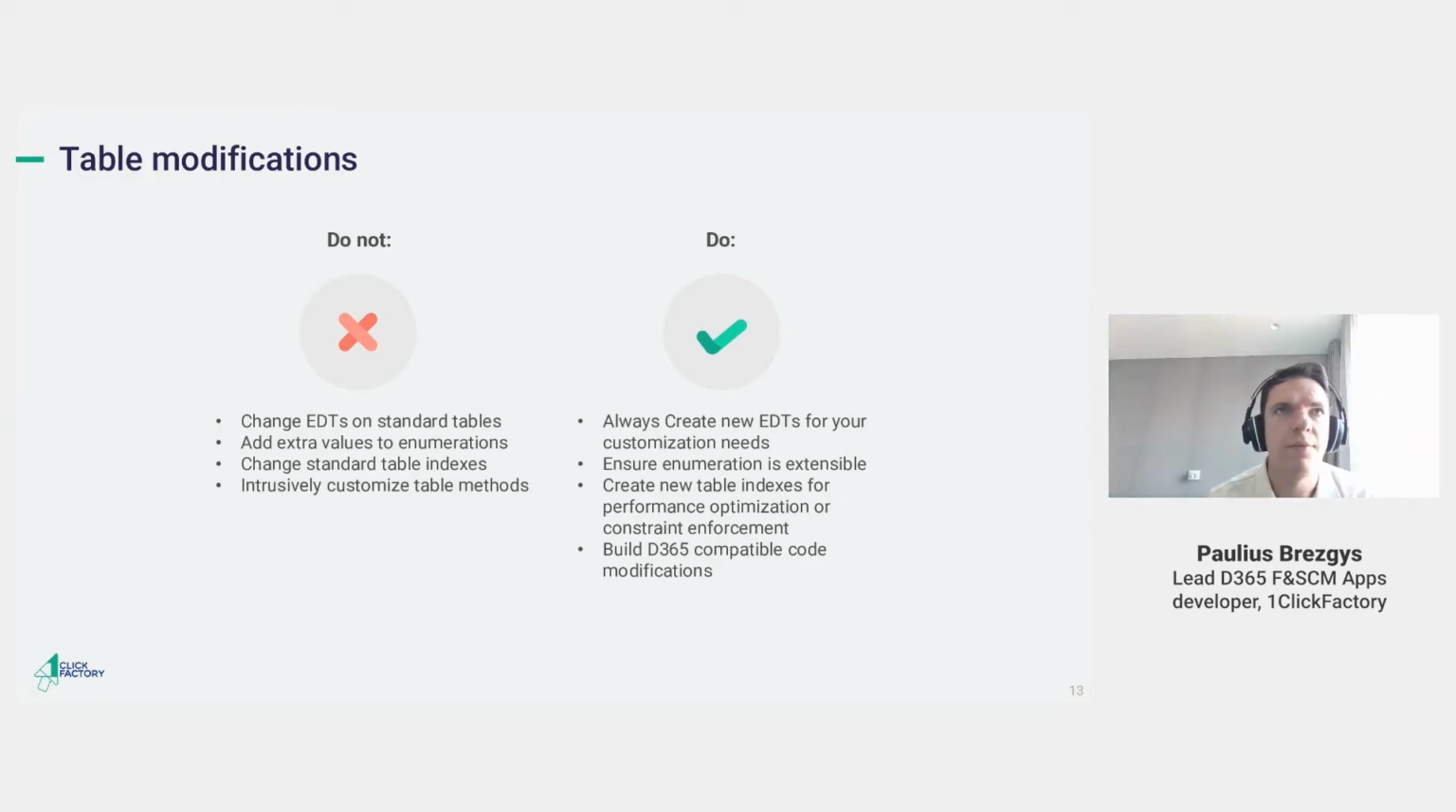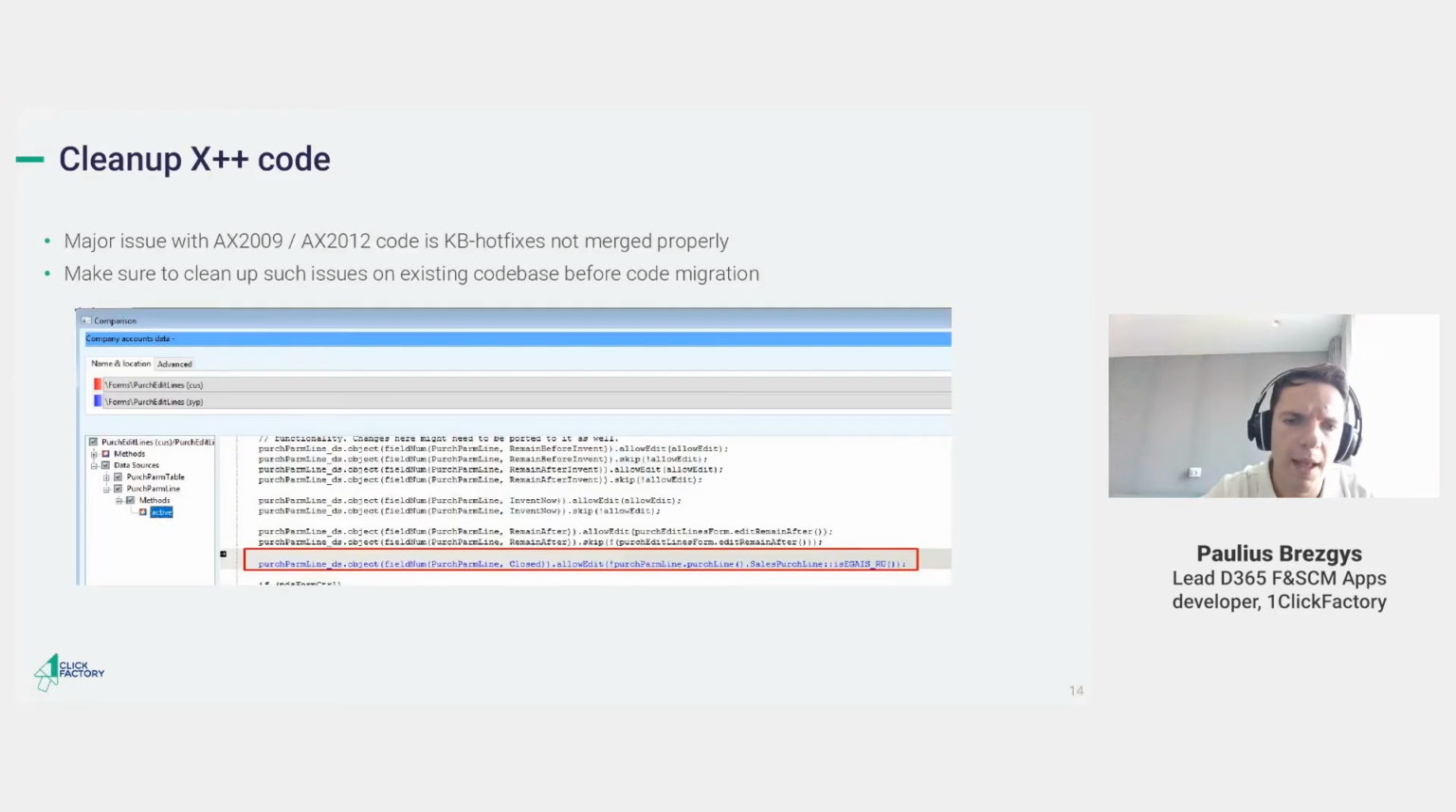For the table indexes, if you want to do a performance improvement, or you want to change the key of a table, do not modify the standard index. That's a very intrusive customization. Instead of that, just create a new index and you're good. And on the code side, I have noted that you should not build intrusive code. The same as X++ code, on tables we also have X++ code. Keep in mind these notes when you are customizing methods on tables. That will save you significant effort moving to Dynamics 365. So that was the bit on the tables.